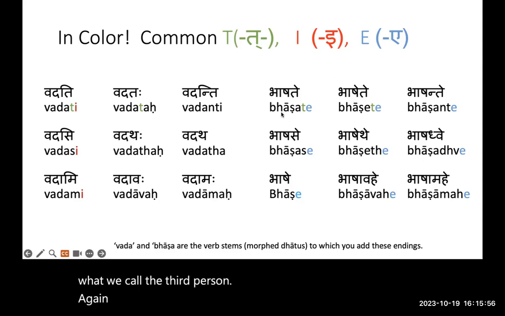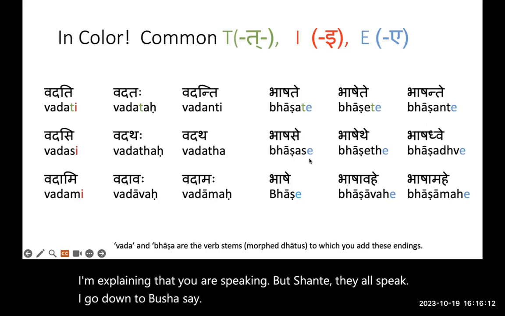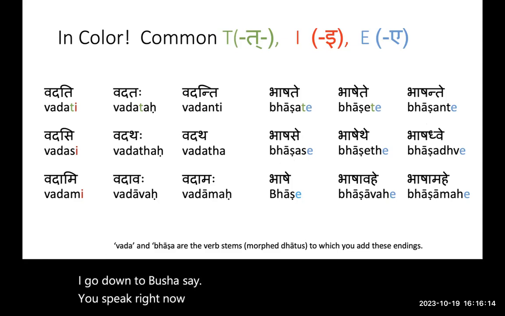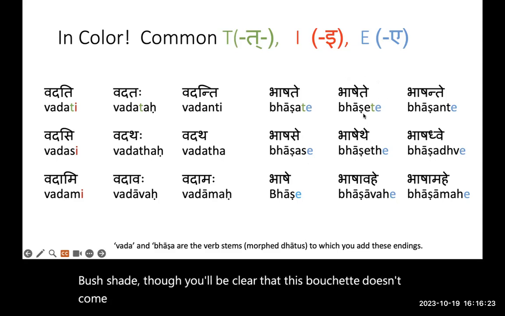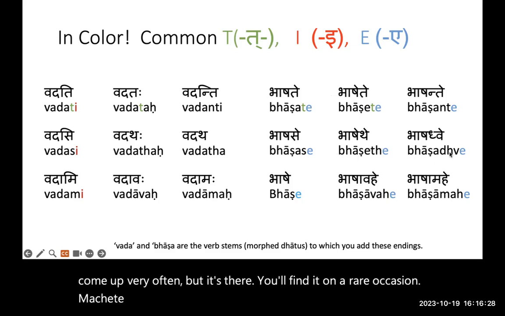Again, let's do it in English. Bhaṣate, he speaks. Bhaṣase, you speak. I'm explaining that you are speaking. Bhaṣante, they all speak. I go down to Bhaṣase. You speak. You speak right now. Bhaṣethe, you two speak. Bhaṣadhve. Though you'll be clear that this bhaṣethe doesn't come up very often, but it's there. You'll find it on a rare occasion. Bhaṣethe, bhaṣadhve. Well, all right.